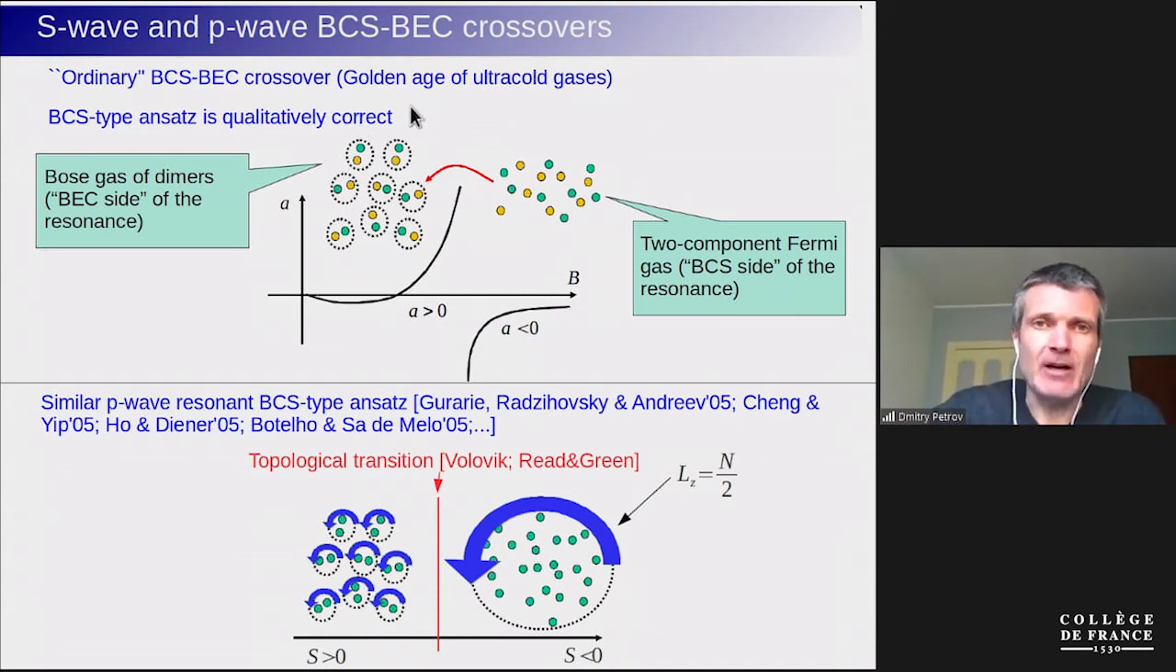I should have added some big names here, Nozieres and Leggett again, but you probably know all this ordinary BCS-BEC business. What is less known is that a similar P-wave ansatz has been written for the P-wave case when you consider spinless fermions close to a P-wave resonance. And this ansatz gives you a topological transition, not a crossover.